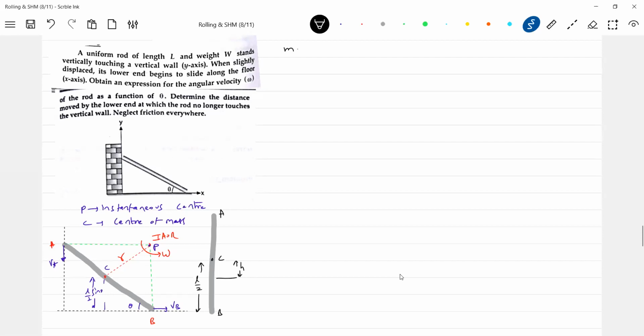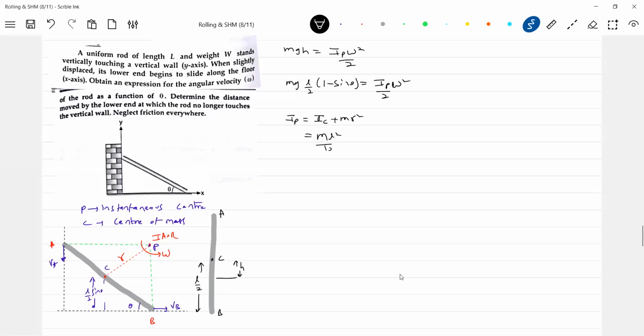First thing we'll write: mgh should be equal to Ip omega square by 2. That is, mg L by 2 times (1 minus sine theta) equals Ip by 2 omega square. What is the Ip? For Ip, I need Icz or Ipz, it is understood perpendicular to the plane. So Ic plus MR square, where R is the distance between P and C. Parallel axis theorem I applied. What is Ic?